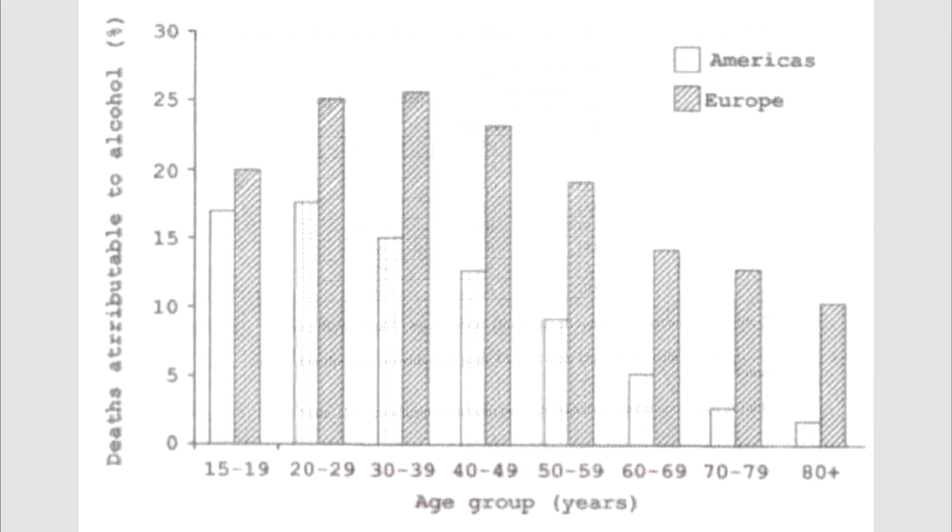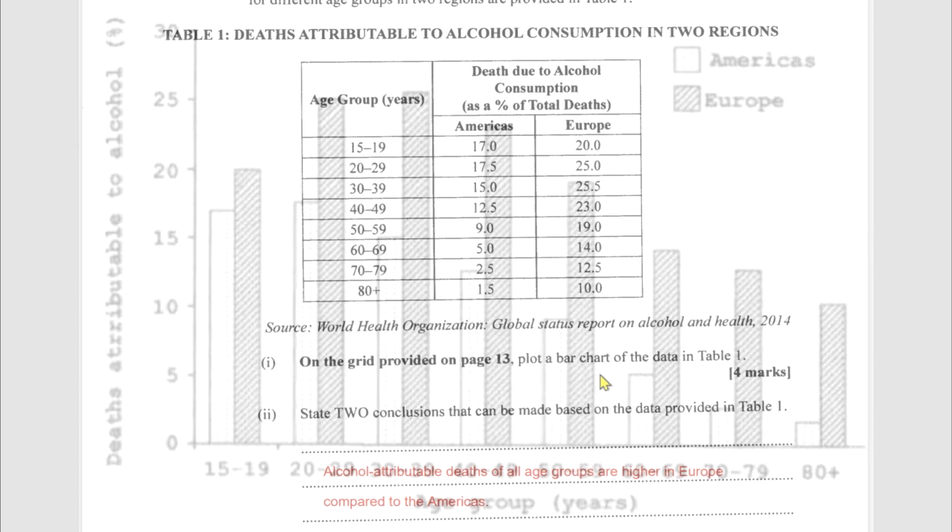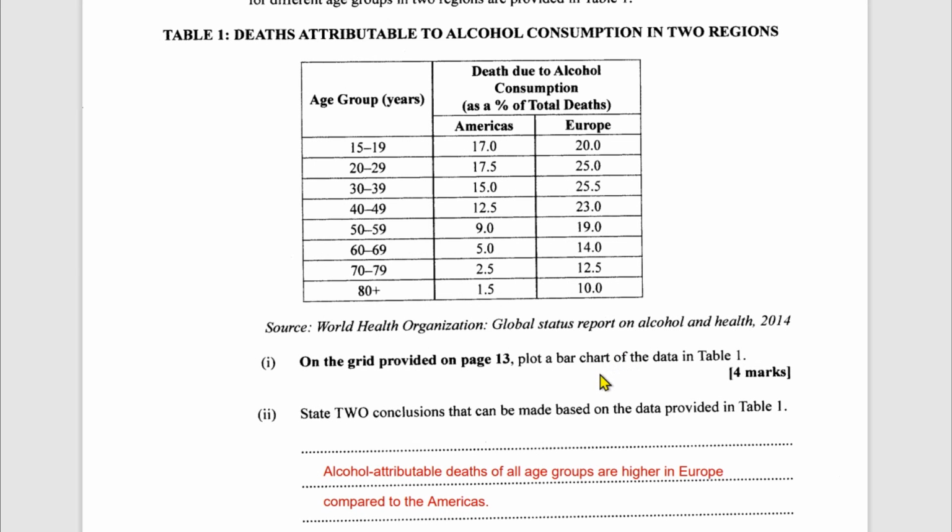You could either draw this, as the Americas and Europe side by side, or you could draw them stacked one on top of the other. It's probably easier to draw it side by side. Now looking at the data here, they said state 2 conclusions that can be made based on the data provided in table 1. And if we just look at it here, we could see that generally the people that are below 50 years old, in both Americas and Europe, they have a much higher death rate due to alcohol consumption or any alcohol attributed deaths.